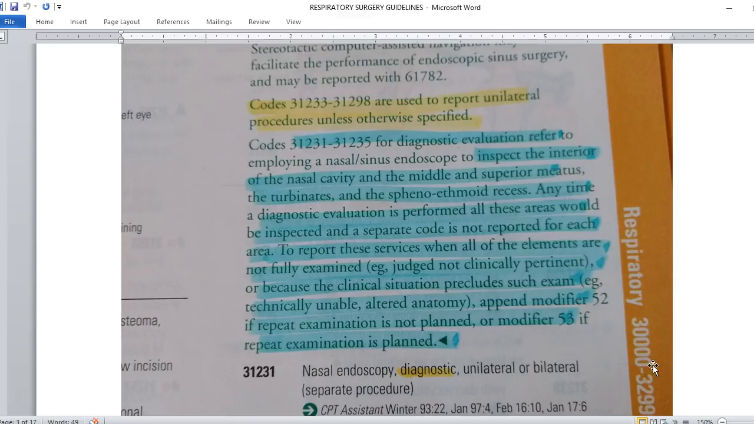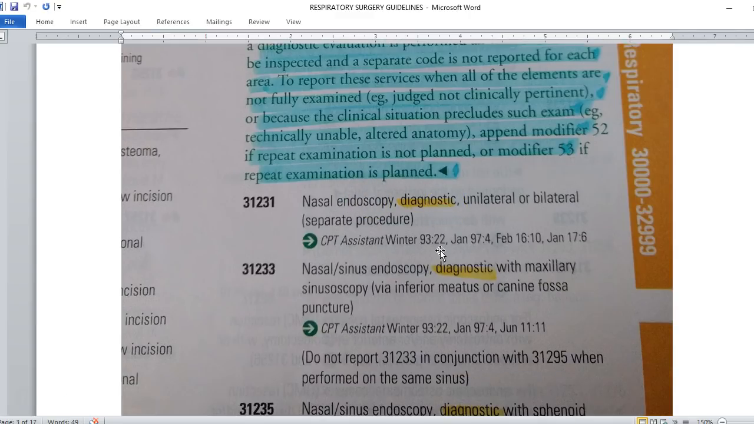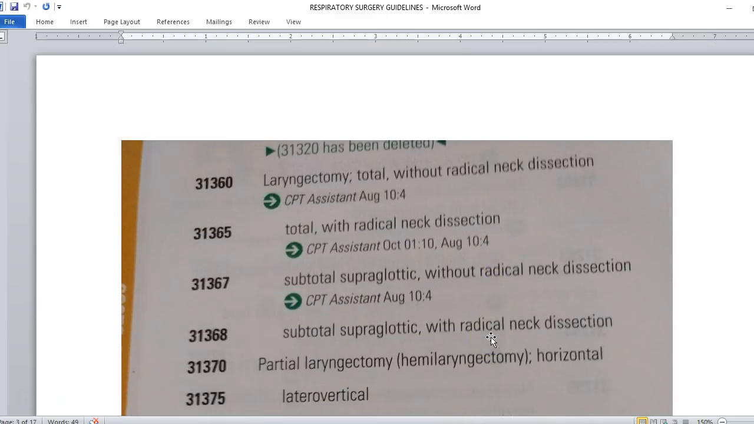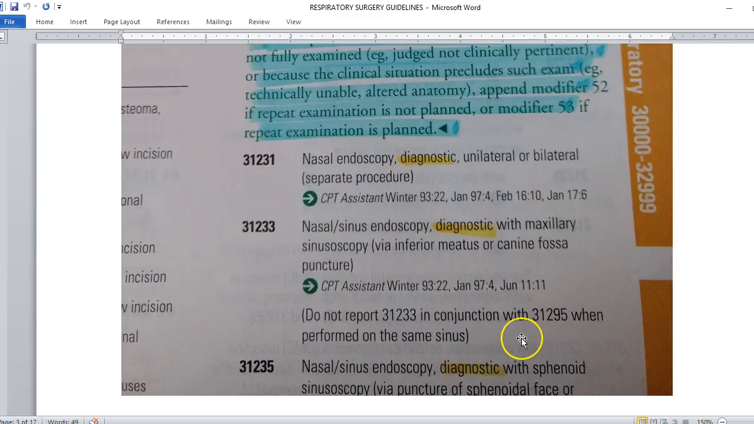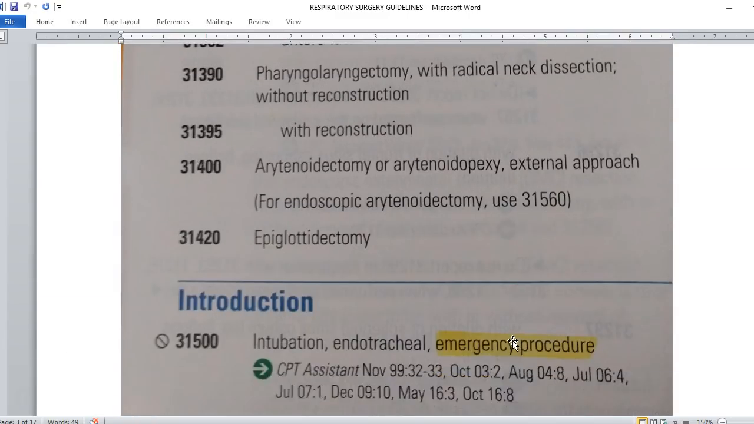Now, I want you to be careful. Because right here, 31231 nasal endoscopy diagnostic, okay? And then again, diagnostic. But when you get to the next page, that's where you're going to see some surgical. So kind of keep that in mind, okay?